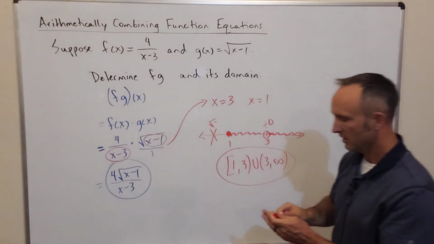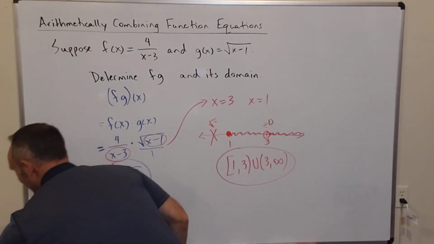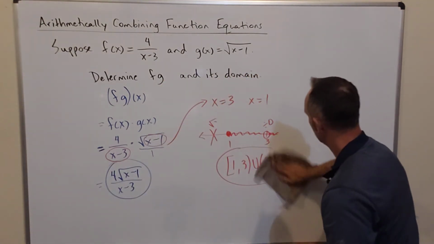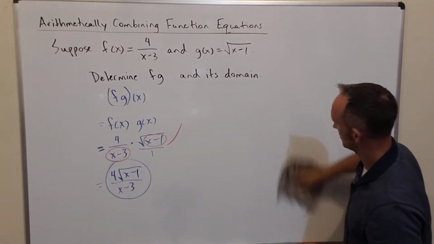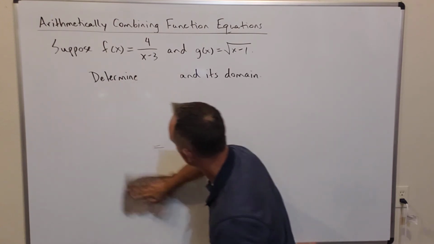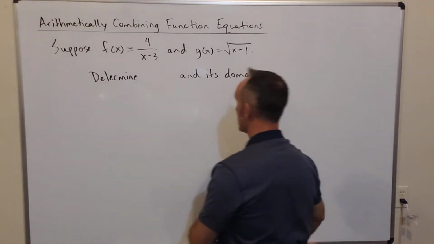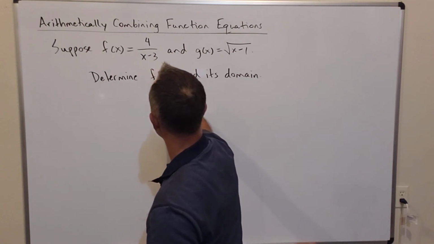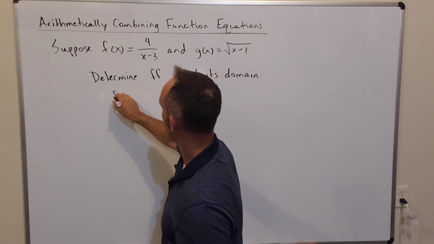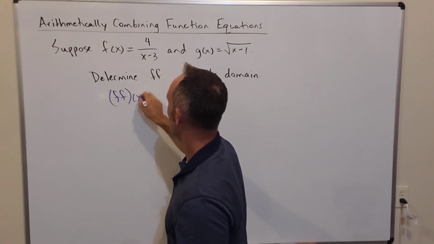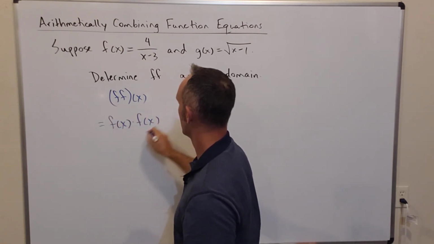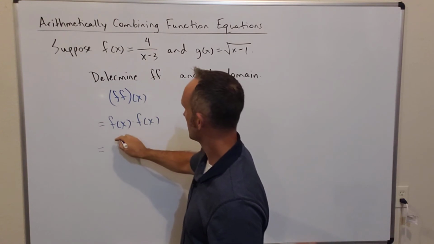So no problem. Let's throw a little kink in things now, and let's work with FF. Let's not even involve G in the next example. Let's look at FF. So let's determine FF and its domain, which of course means F times F. So we're looking at FF of x, which is the same thing as f of x times f of x, which is the fraction times itself.